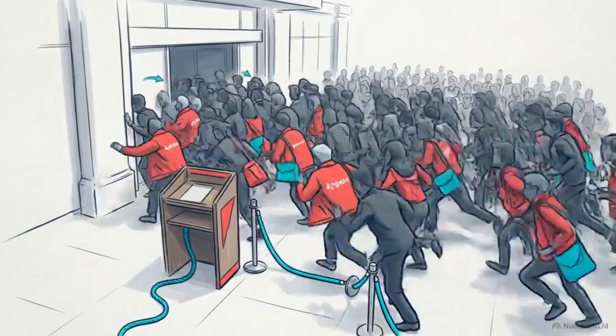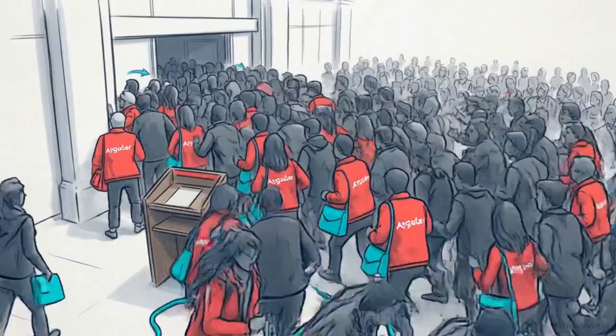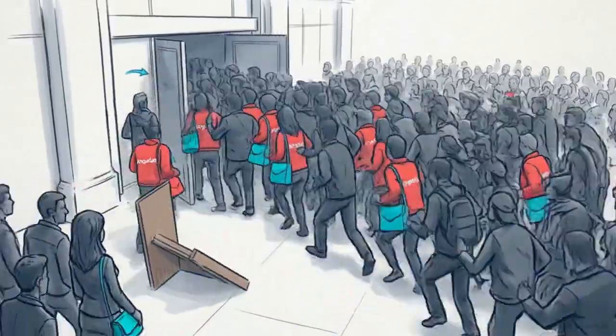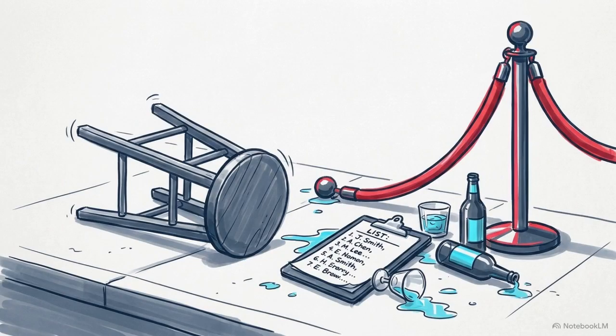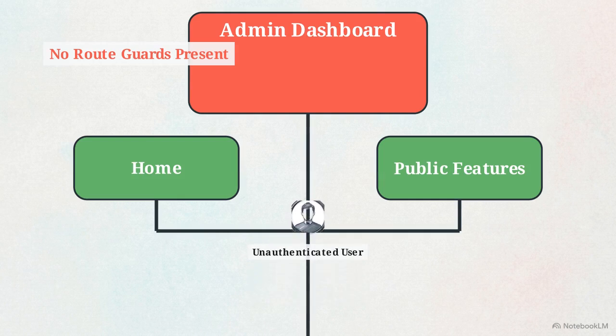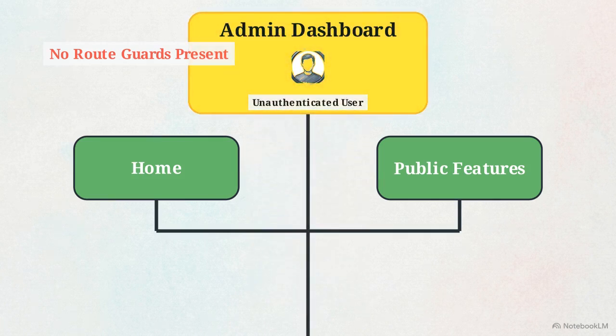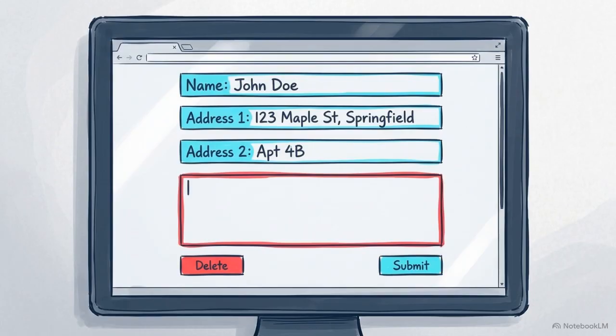Imagine building a multi-room web application, like an exclusive VIP club. You've designed specific rooms for specific purposes, but right now there is absolutely nobody working the door. Without security checks in your routing, any unauthenticated user can bypass your public-facing pages and wander right into the interface of your admin dashboard. Or consider a user halfway through a long registration form.